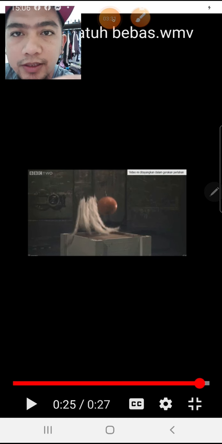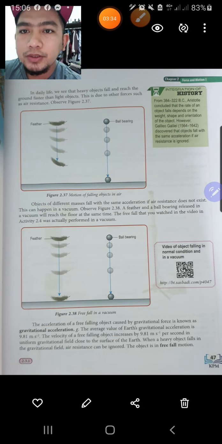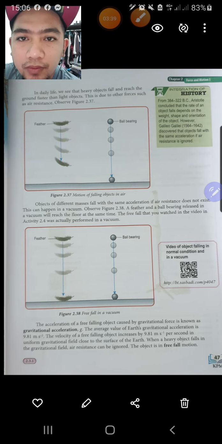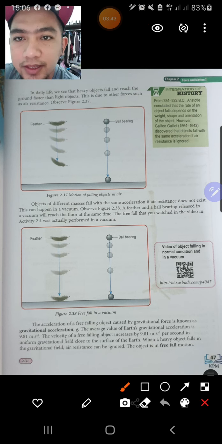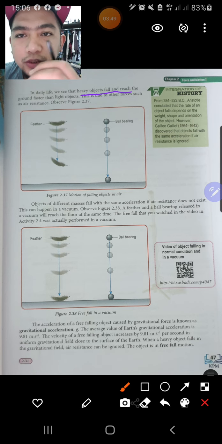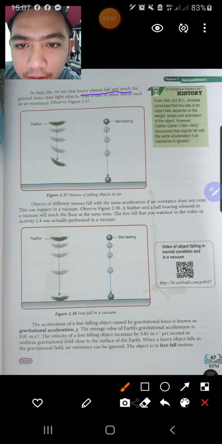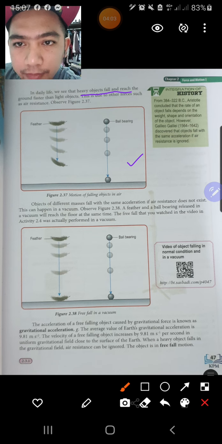Okay, baru kita compare. So in daily life, we see that heavy objects fall and reach the ground faster than light objects. Okay, macam yang teacher cakap tadi, objek yang berat dia akan jatuh duluan, dia akan sampai ke tanah duluan, berbanding compared to the light object. Okay, look at this diagram. The ball bearing for sure kan dia lebih berat berbanding this feather. Okay, motion of falling objects in air.